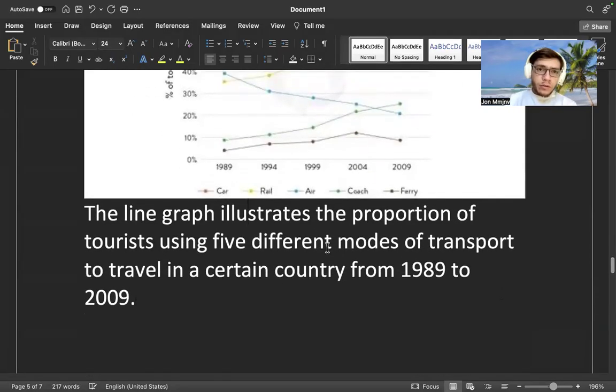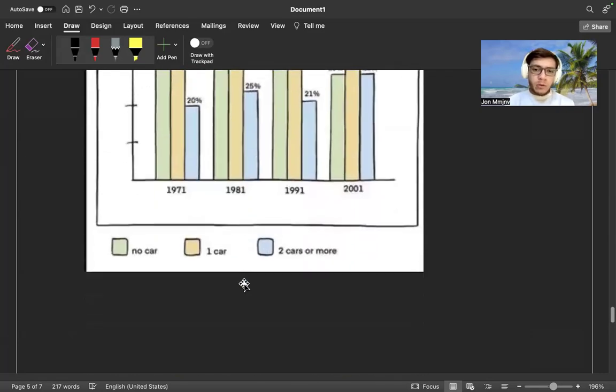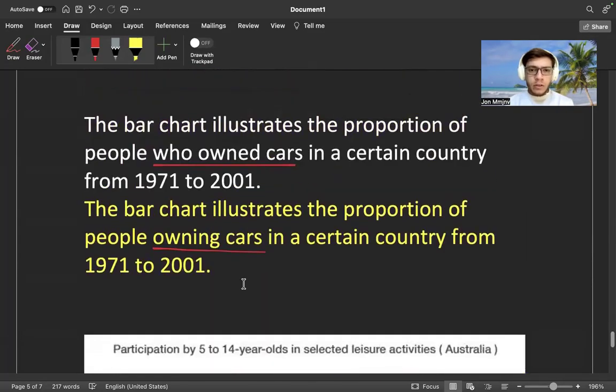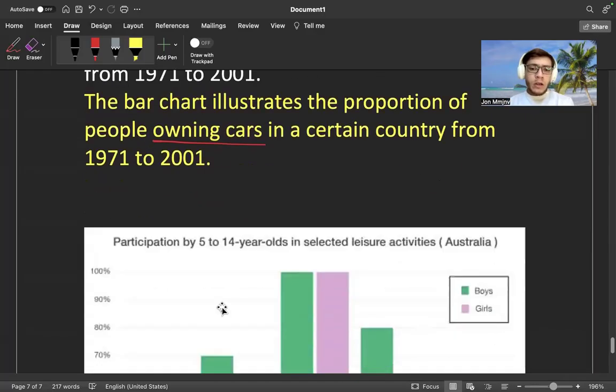The most important thing is, have I shown my grammar? Yes. It's accurate. Is it easier to read? Yes. Is it easier to follow? Yes. Isn't it overloaded with all the information? No. So it's perfect. So we can secure quite high band scores easily. So we have two options here. Learn this grammar, who owned cars and owning cars. Give these two examples to GPT and it will explain how they work.